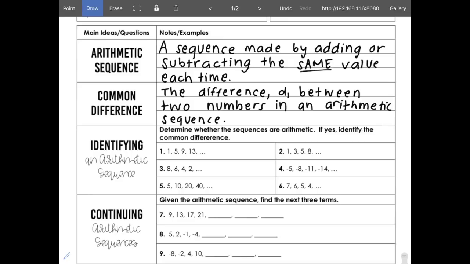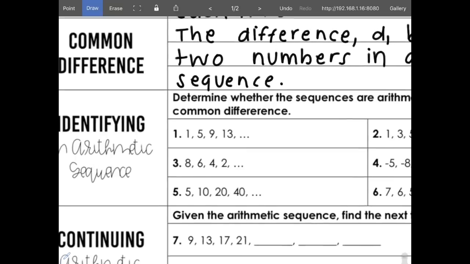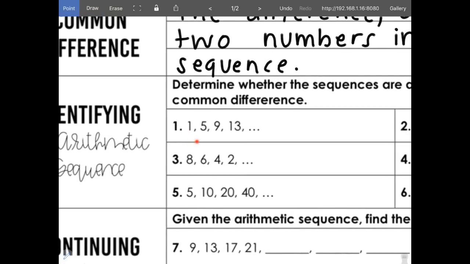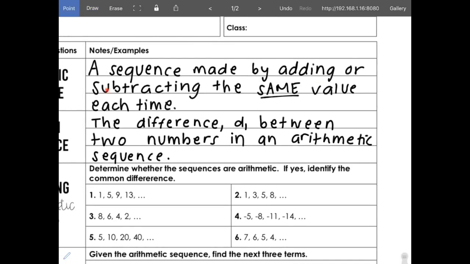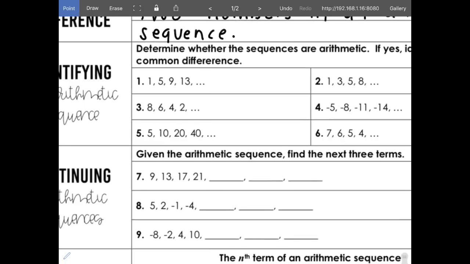So is this arithmetic? Well, if we look here, we're going from this to this to this to this, right? From 1 to 5, what are we doing? Remember, an arithmetic sequence is made by either adding or subtracting. So are we adding or subtracting the same number? How do we get from 1 to 5? We add 4. And then 5 to 9, add 4. And then 9 to 13, add 4. So is this an arithmetic sequence? Yes, it is, because we're adding the same number.